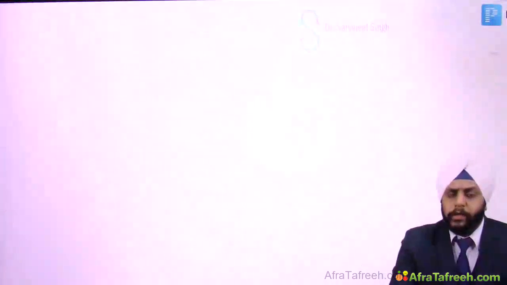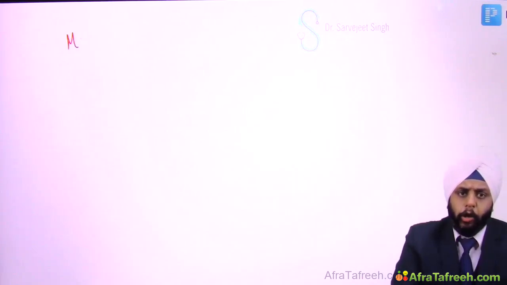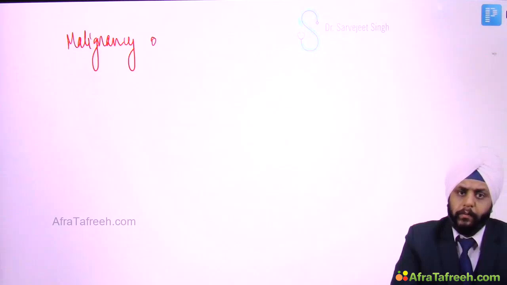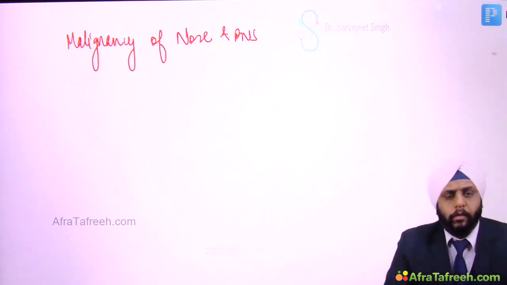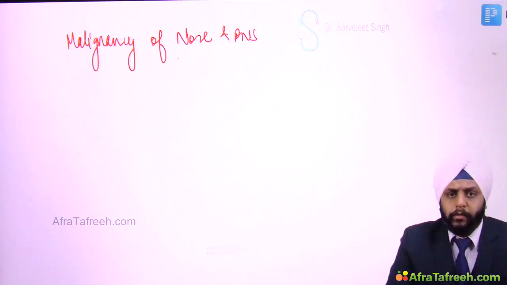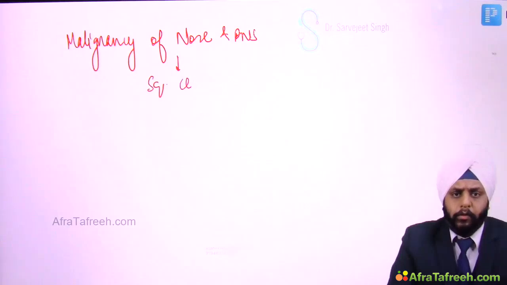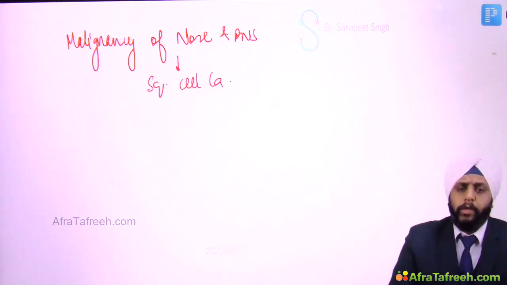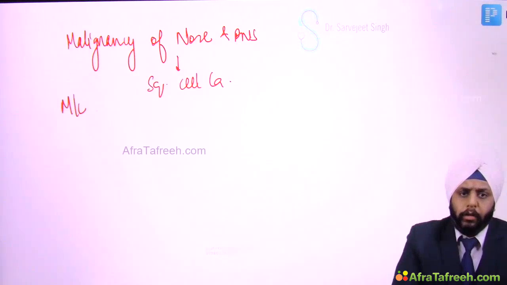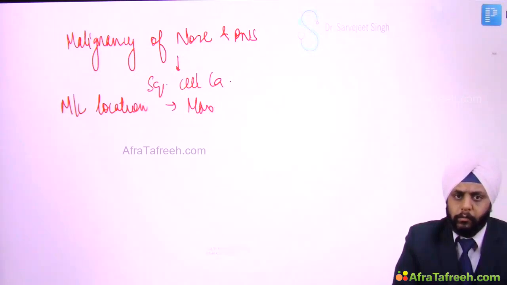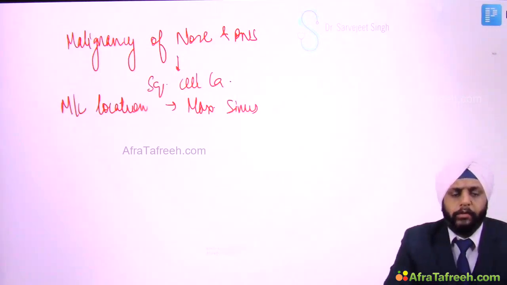Okay, now after discussing the benign tumors, let us talk about the malignancy. So malignancy of nose and paranasal sinuses. Alright, nose and paranasal sinuses. First question, which is the most common malignancy? Answer is squamous cell carcinoma. What is the most common location? The most common location is maxillary sinus. That's the most common location.